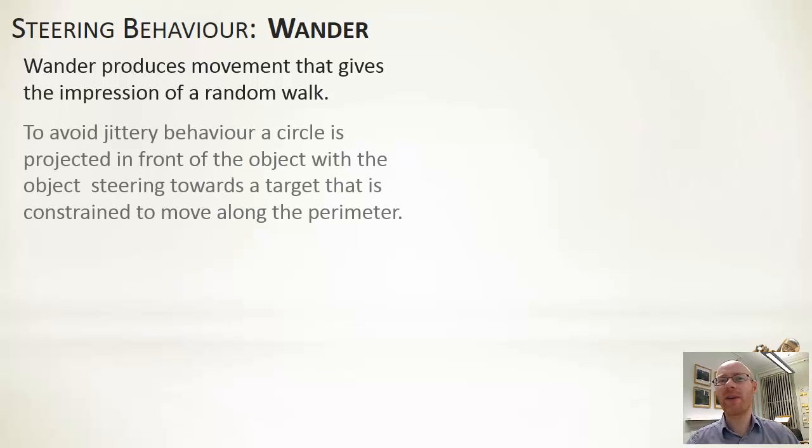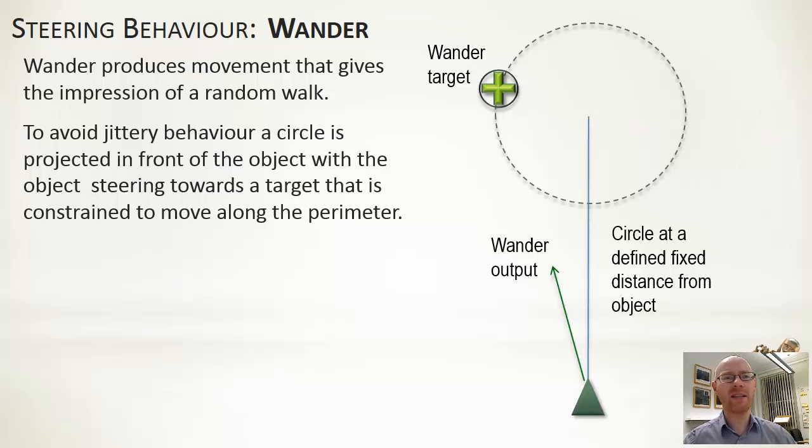How we can do it is quite interesting. So if I were to imagine myself wandering around, and in order to wander, I'm going to be pointing, I have a certain orientation, facing in a certain direction. I'm going to imagine that there is a circle projected out in front of me. Now that circle will be of a certain size and a certain distance away from me, and these can be properties that I control. On that particular circle, I'm going to have a target, and the target is going to be constrained to the circumference of the circle. And wherever that target is, that's where I'm going to head towards.